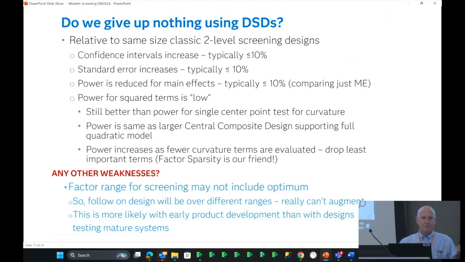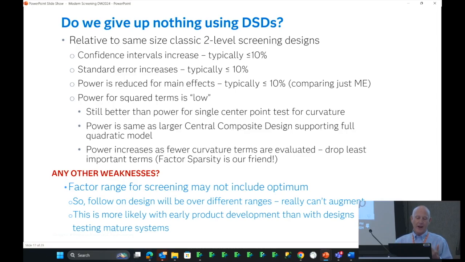So do we give up nothing if we're using definitive screening designs? Relative to the same size classic 2-level screening designs, you're going to find that the confidence interval increases, typically less than 10%. Standard error increases, typically less than 10%. Power is reduced for main effects, again typically less than 10%. And maybe one of the criticisms people have always made about the definitive screening design is that the power for the squared terms is low, and that's true. There aren't that many mid-levels, but it's still way better than the power for the single point test for curvature you get when you add that onto a fractional factorial or a Plackett-Burman.